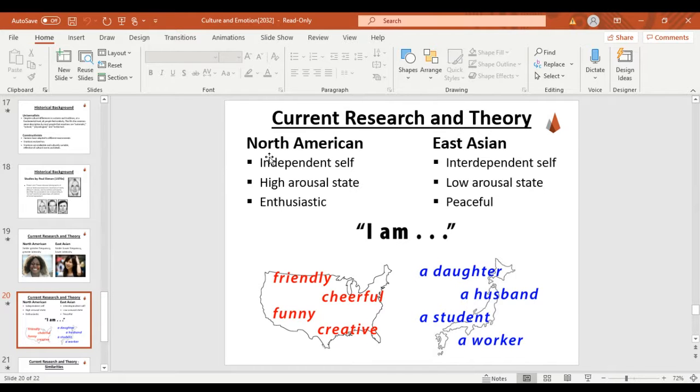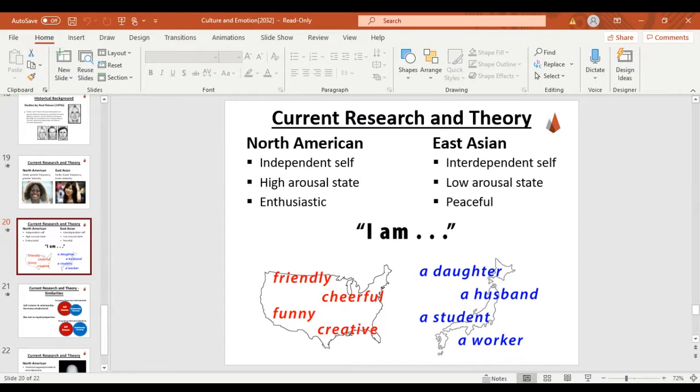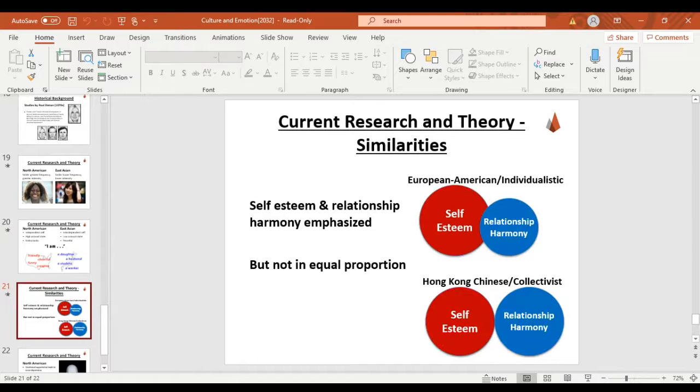And right here, you see the identifiers are very different. So North American: I am friendly, cheerful, funny, creative, rich, happy. While in East Asian, you identify as the role that you play in your society. I am a daughter, a husband, a student, a worker. So these are just differences. There's nothing wrong with them. It's just they're different.